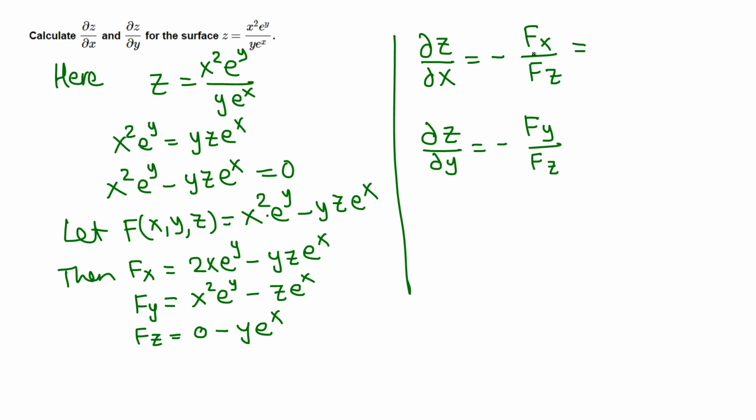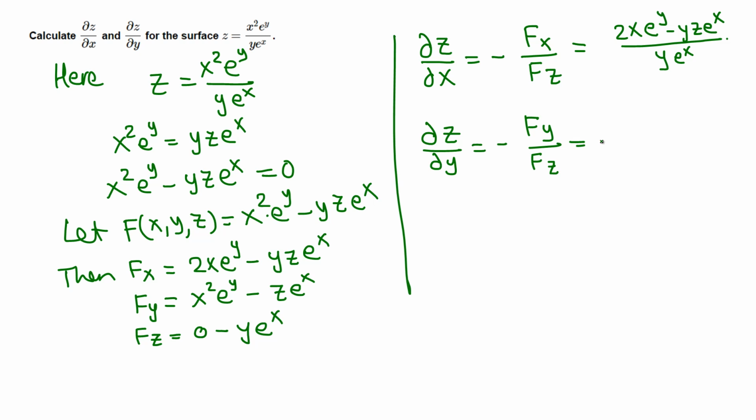Now we go here and plug in. So the partial of g with respect to x is negative f_x, which is here, 2x e^y minus y g e^x, all over f_g, that's negative y e^x. Do not cancel anything. Negative and negative we can cancel, that becomes positive, by the way, because this is in the front and this is also in front because there is only one term, so the negative is gone. That's the best we can do.